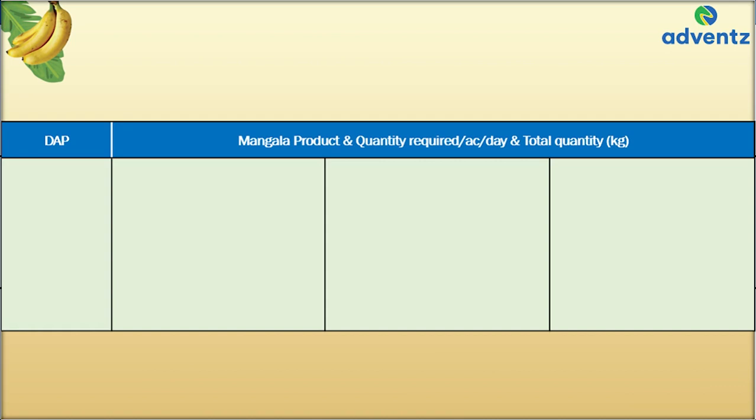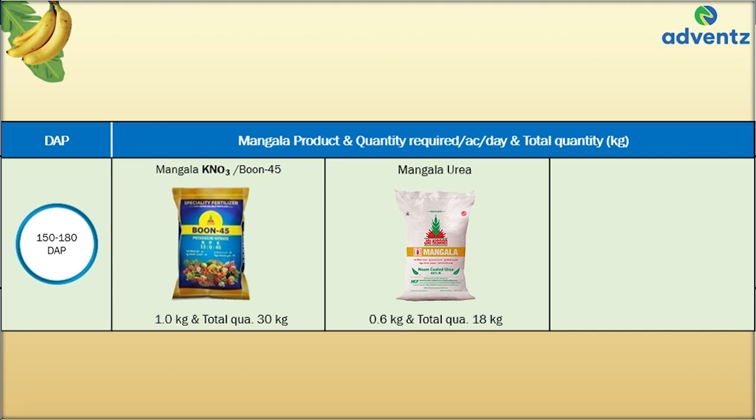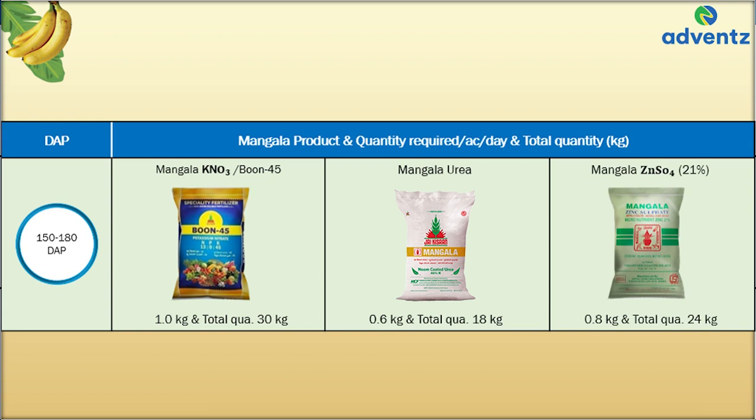The third schedule is planned for 150 to 180 days after planting. The fertigation is done with Mangala KNO3 or Boon 45 at the rate of 1 kg per acre per day, with the total quantity being 30 kgs for the entire 30 days, along with Mangala Urea, which is put at the rate of 0.6 kgs per acre per day, with the total quantity being 18 kgs for the entire 30-day period, and Mangala zinc sulfate 21% at the rate of 0.8 kgs per acre per day, with the total quantity being 24 kgs for the entire 30-day period.